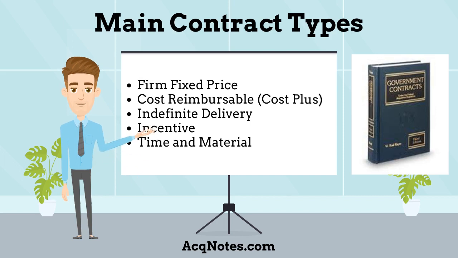What are the main contract types? There are generally two types of contracts, fixed price and cost plus, that are used by the DoD. These contracts dictate the degree and timing of the responsibility assumed by the contractor for the costs of performance and the amount of the profit incentive offered to the contractor. The normal types of contracts entered into by the DoD are firm fixed price, cost reimbursable, cost plus, indefinite delivery, incentive, and finally, time and material. I will go over each of these contract types next.